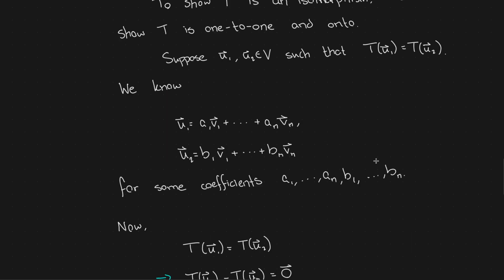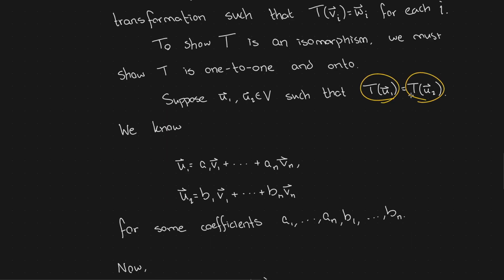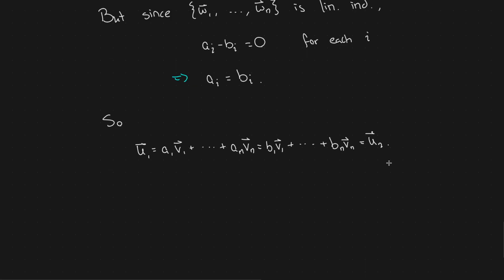And this is exactly what vector u2 is equal to. All right? So we have shown that if the transformations of two vectors are equal, then those two vectors that we plugged in actually have to be the same vector. They have to be equal. And that's the exact condition that shows that T is a one-to-one transformation. Okay, all right, one more condition left. We need to show that T is an onto transformation.